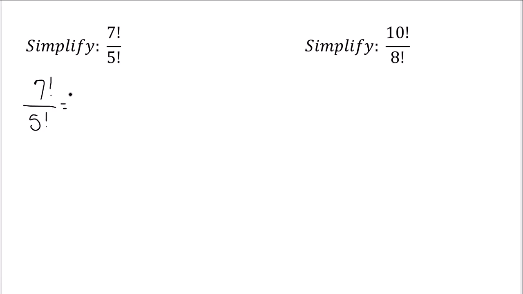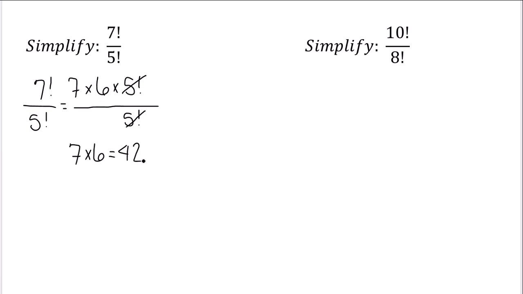Now remember that 7 factorial is 7 times 6 times 5 factorial, right? 5 times 4 times 3 times 2 times 1. And then 5 factorial is, well, 5 factorial. Well, 5 factorial over 5 factorial, they cancel each other. And what are we left with? 7 times 6, which is 42. Yup, that's how easy these are. Let's look at the next one.